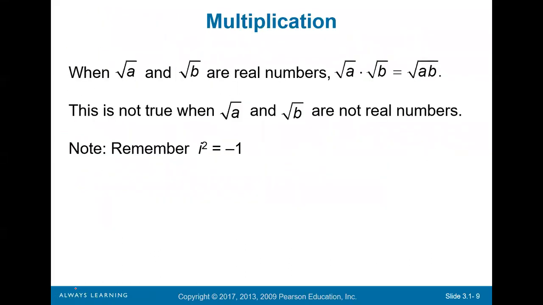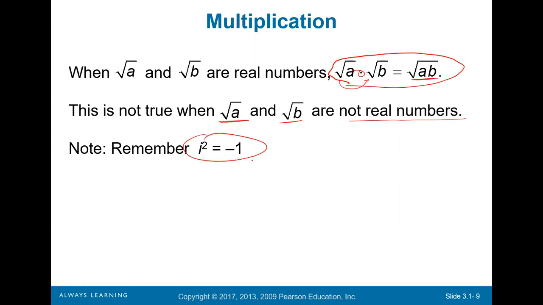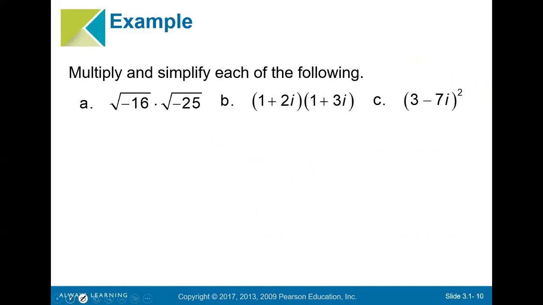So this one here says when square root of a and square root of b are real numbers, then we're going to get these two together. Because the roots are the same, if you're multiplying and the roots are the same, I could just put the radicals under the same root, okay? I said this is true when square root of a and square root of b are not real numbers, right? So if we have a square root of a negative number, we end up with negative 1, right? So now let's talk about multiplication here. We're multiplying and the roots are the same.